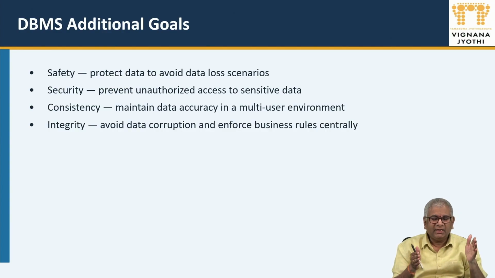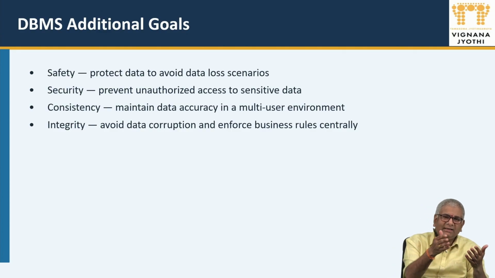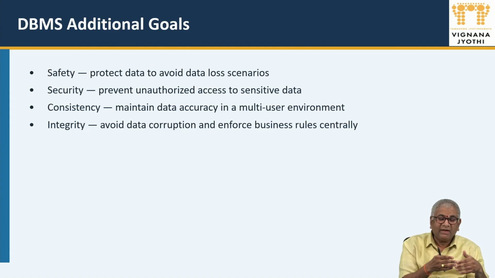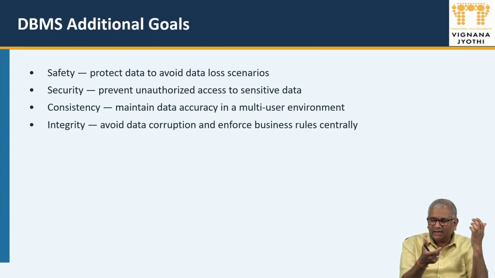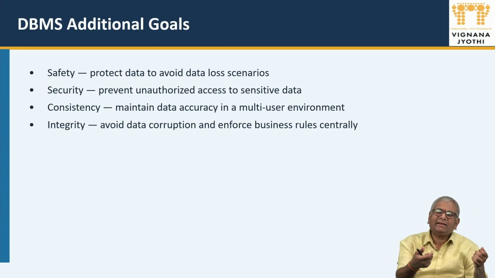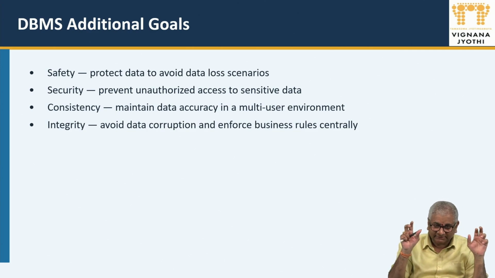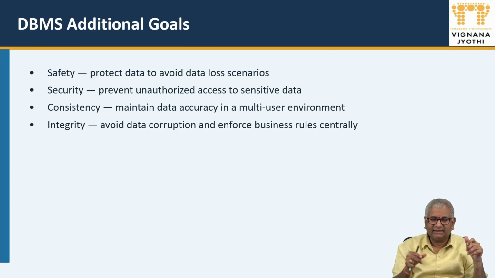That's an additional goal of DBMS. DBMS wants to do that. Consistency: maintain data accuracy in a multi-user environment. So make sure that atomicity is maintained, and make sure that inconsistency is not there. All these things come under consistency. Integrity: avoid data corruption and enforce business rules centrally. If you want certain data to be numbers, you can't let a character get in there, right? That's maintaining data integrity.